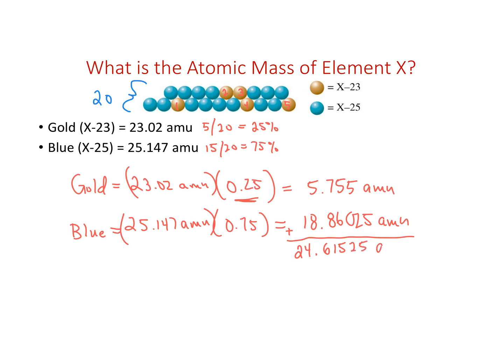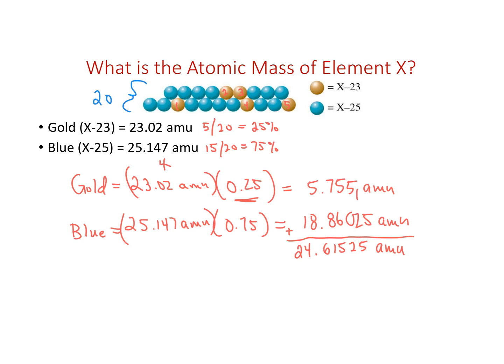24.61525 AMU. Now we need to take a look at our significant figures, and see that I have 4 significant figures in our measurement of atomic mass. The percentage came from a counted number, so we're going to say that's an exact amount. We counted how many gold spheres we had and how many blue spheres we had. So 4 significant figures in my measurement, and I should report 4 significant figures in the answer.